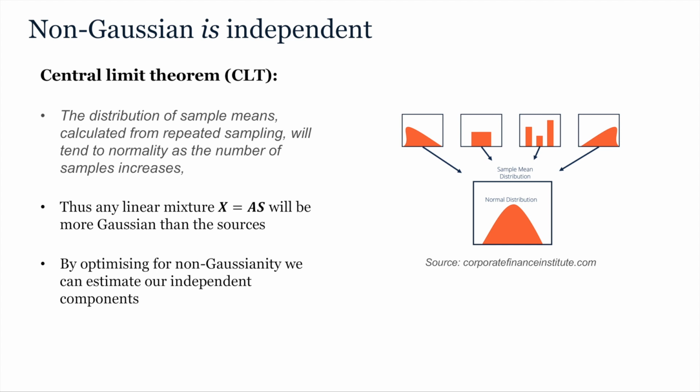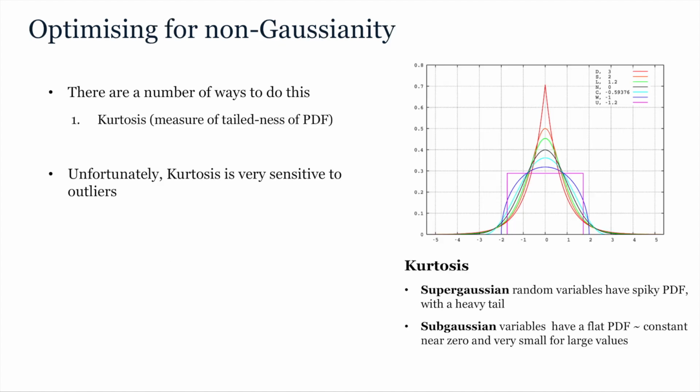Conveniently, as it turns out, optimising for non-Gaussianity has the parallel benefit of unmixing the signals due to the central limit theorem. This states that the distribution of sample means calculated from repeated sampling will tend to normality as the number of samples increases. Thus, any linear mixture x equals As will be more Gaussian than the sources, and by optimising for non-Gaussianity we can estimate our independent components.